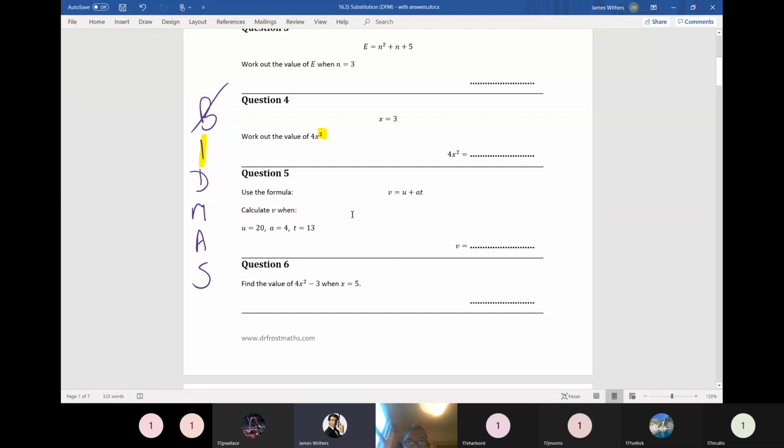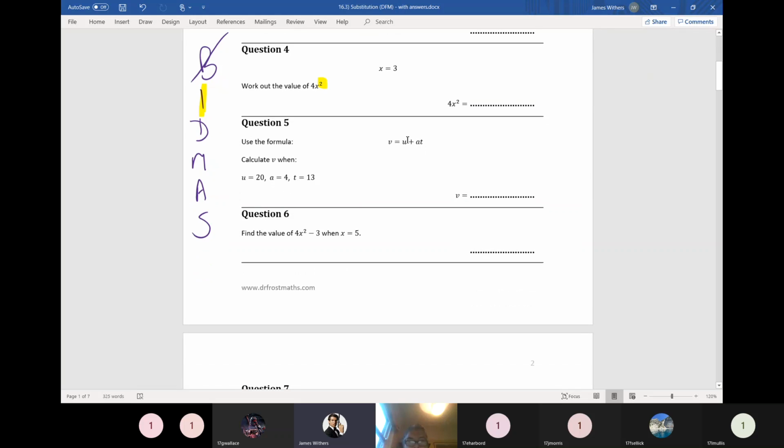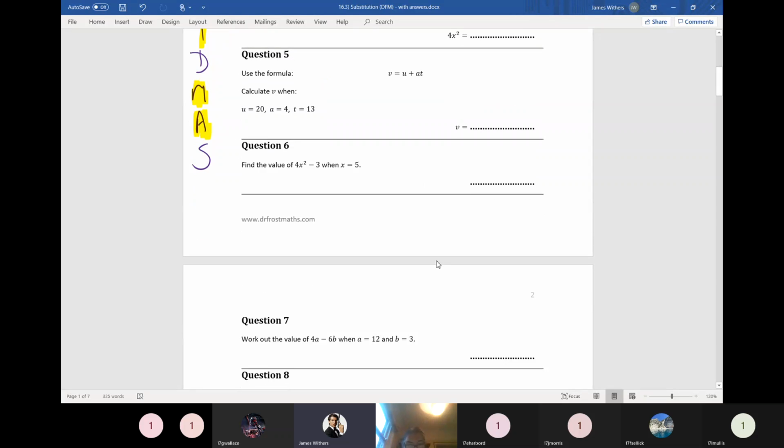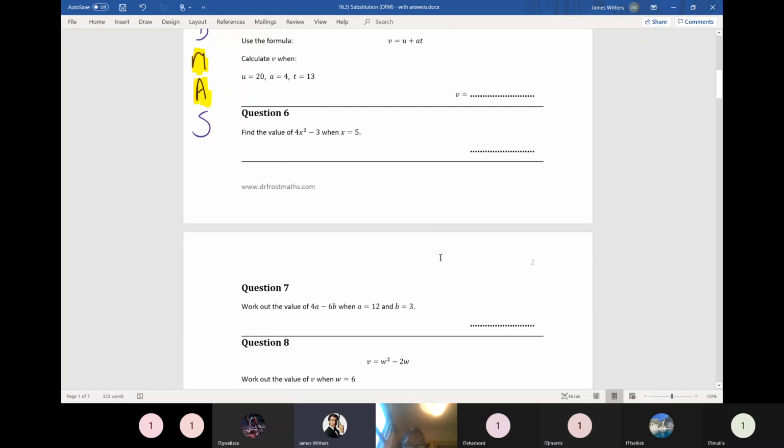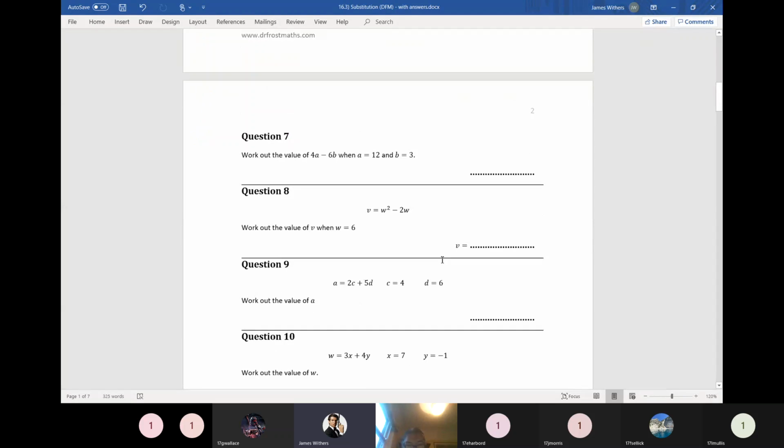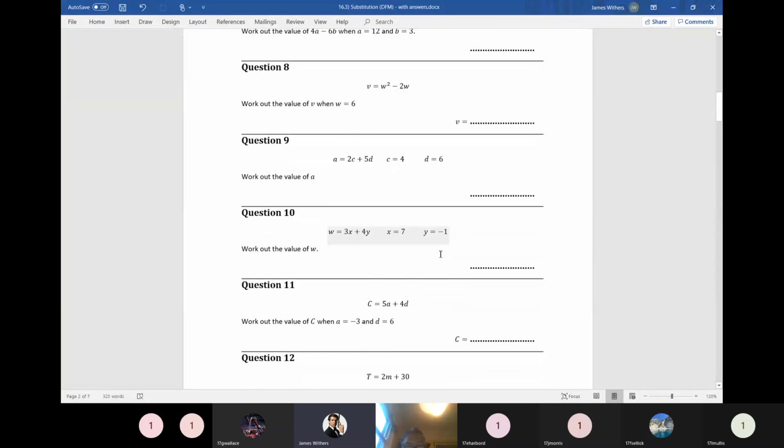So something like question 5. Make sure you do that a times t, that at, that timesing, before you do that adding, because obviously multiplication comes before addition. Right, so I think that sets you up on those questions. Let me see if there's anything else to catch you out. They all look pretty samey.